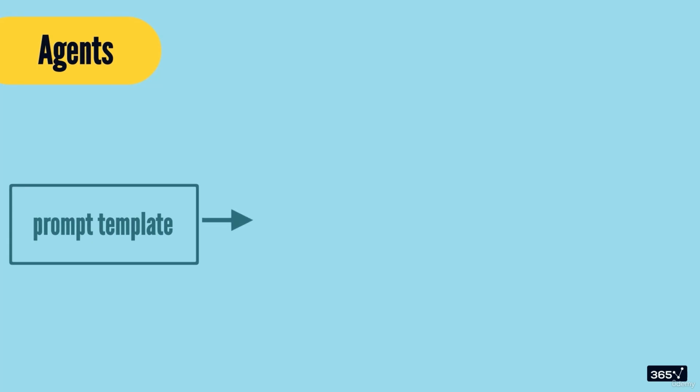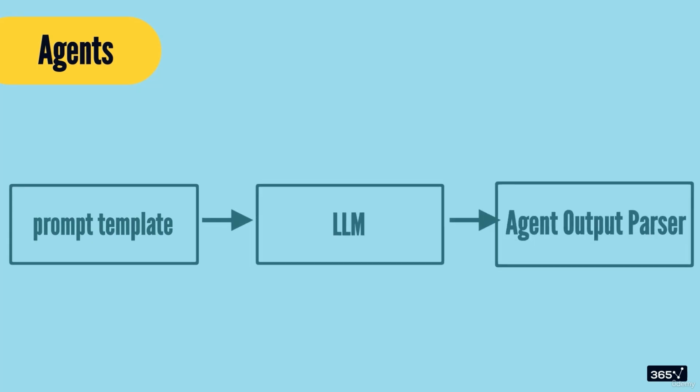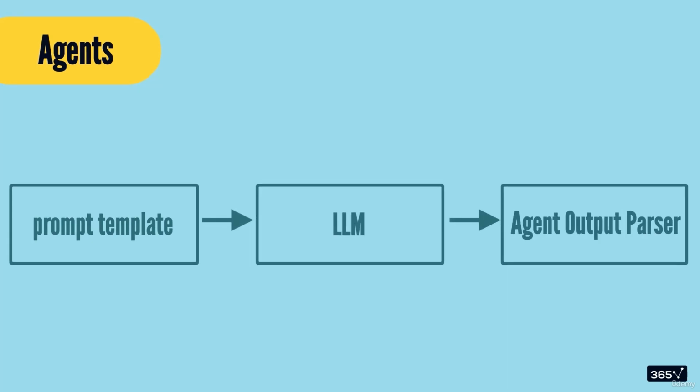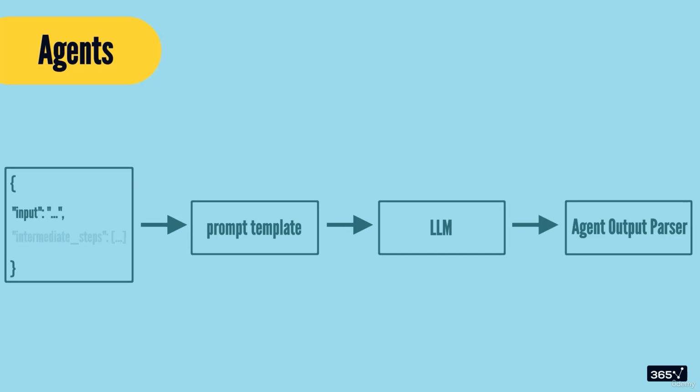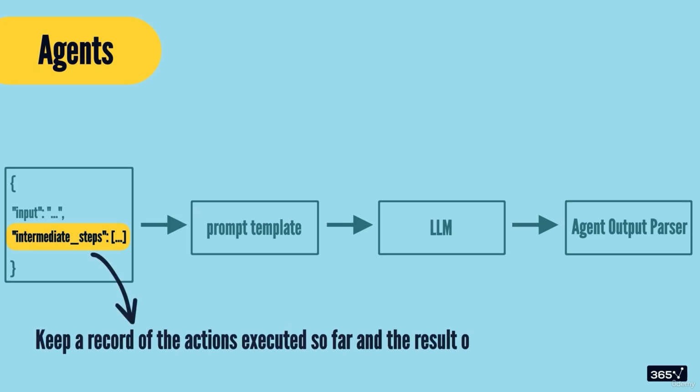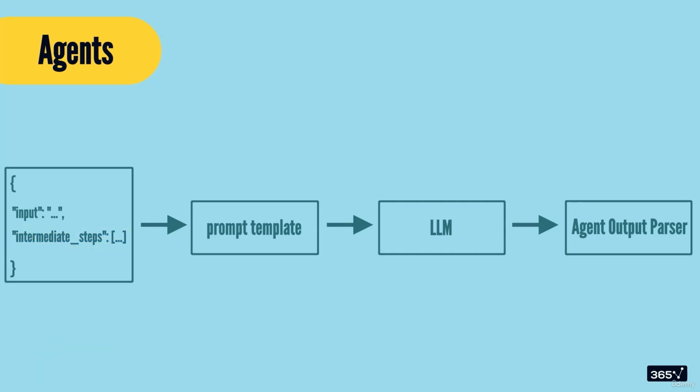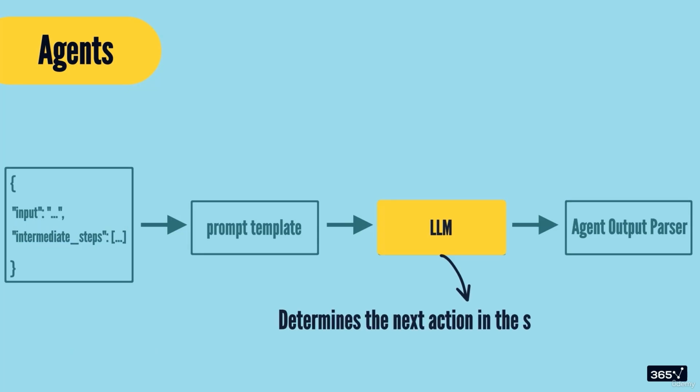An agent chain typically consists of a prompt template, an LLM, and an agent output parser. The prompt template expects a dictionary with 2 key value pairs, the user's input, and all intermediate steps, if any. Intuitively, the purpose of the intermediate steps is to keep a record of the actions executed so far and the results of these actions. This knowledge is necessary for the second agent component, the LLM, to determine the next action in the sequence.